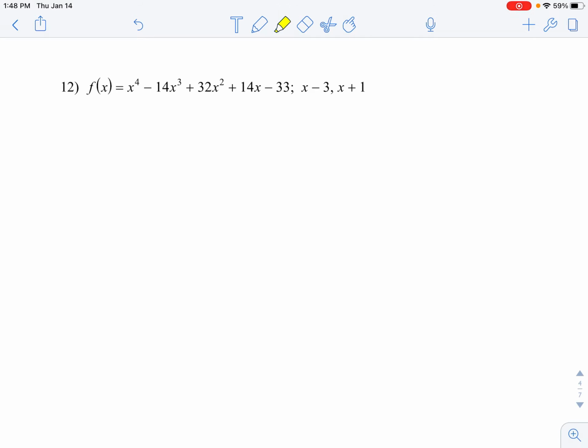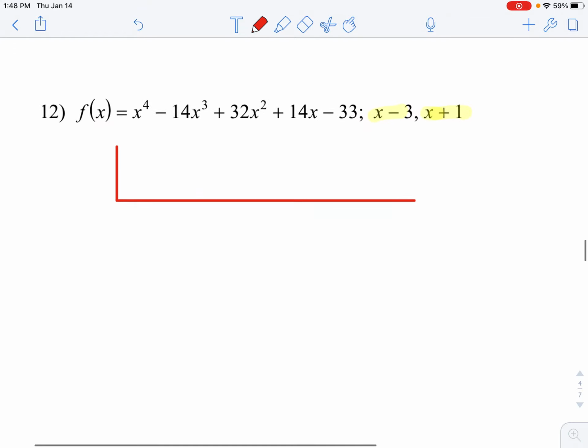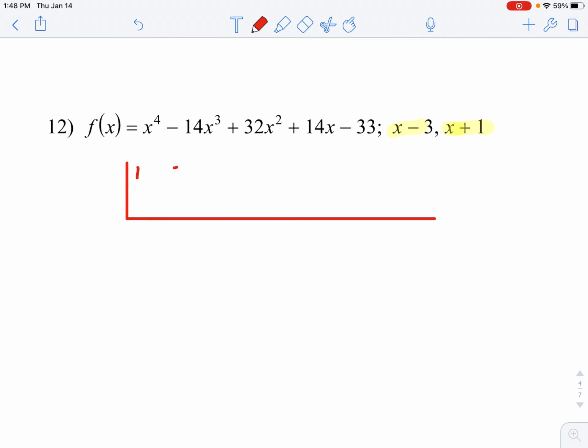All right, let's try number 12. Now this time, 2 factors have been given. So this is what we're going to do. We're going to set up a synthetic division problem. And so it's 1, negative 14, 32, 14, negative 33. And I'm going to go ahead and divide the first factor out. So I need to use the opposite of negative 3. So that's going to be positive 3.